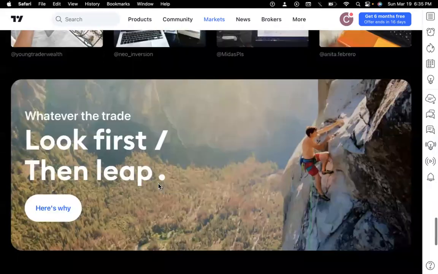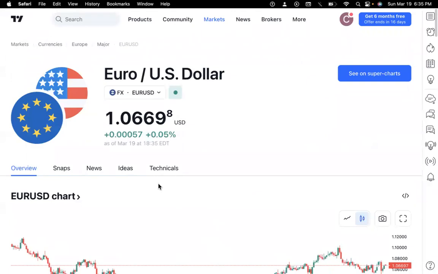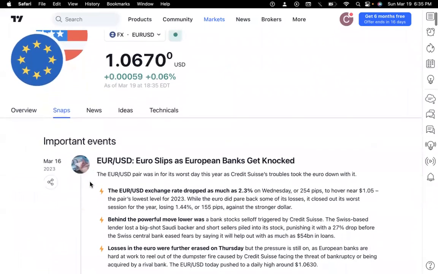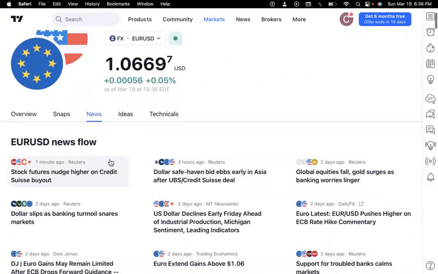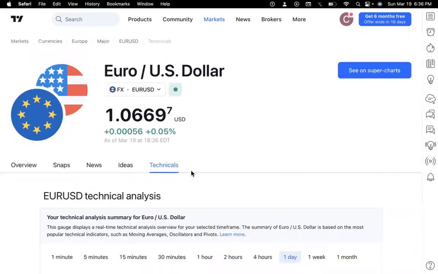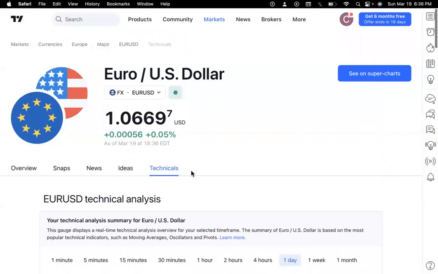So yeah, that's pretty much, I can't even say the gist of what TradingView offers, because it's so much stuff. That's just the overview. You have the snaps, which just highlight important news events. You have the news tab, which is the news flow that we just looked at. This was updated 1 minute ago. We have trade ideas, and we have technicals. So it's just so much that you can get from really doing a little bit more exploration.